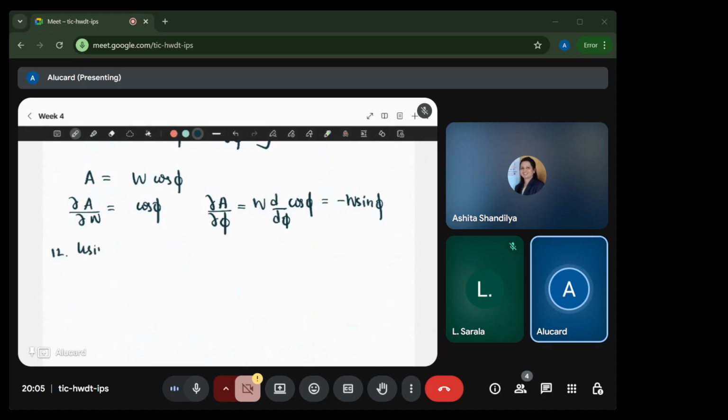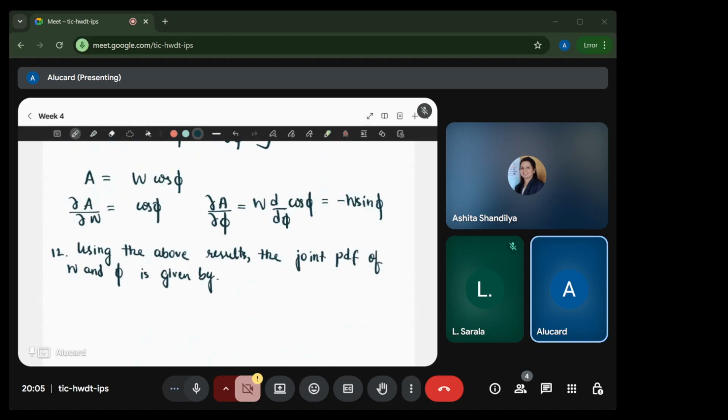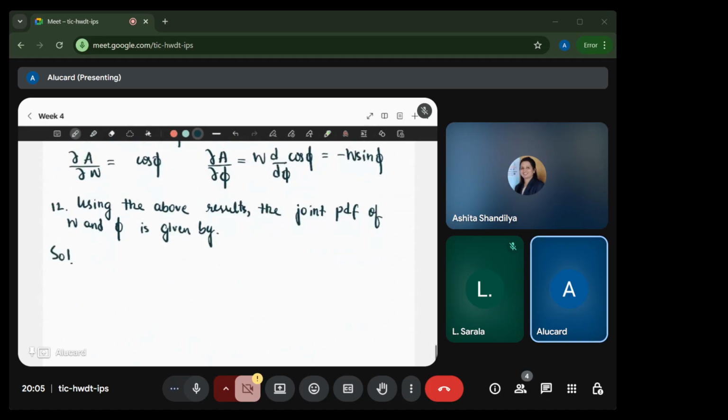Question 12. Using the above results, the joint PDF of W and phi is given by, and there are a bunch of options. We already know f of w, phi is determinant of J times fxy of, so you have to write fxy in terms of W and phi.